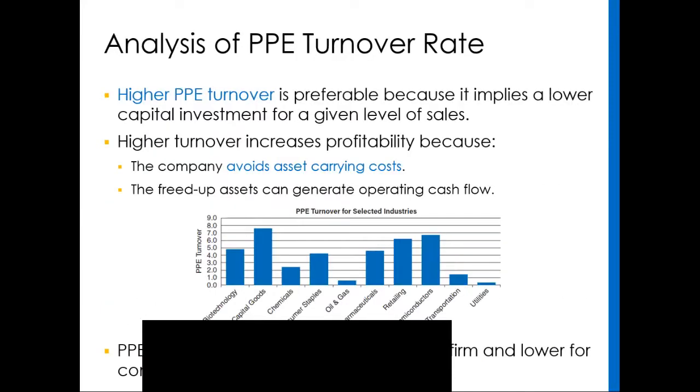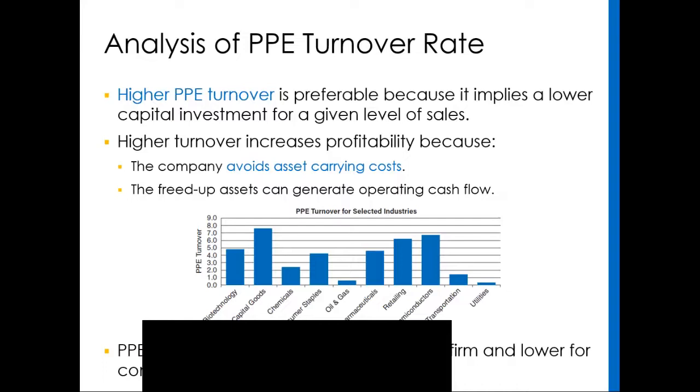So, analysis of PPE turnover rate. Higher turnover is usually preferable. We're more efficiently and effectively utilizing, more productive with the assets we have. It implies a lower capital investment. So property, plant, and equipment, which is in the denominator, a lower denominator gives you a higher turnover.